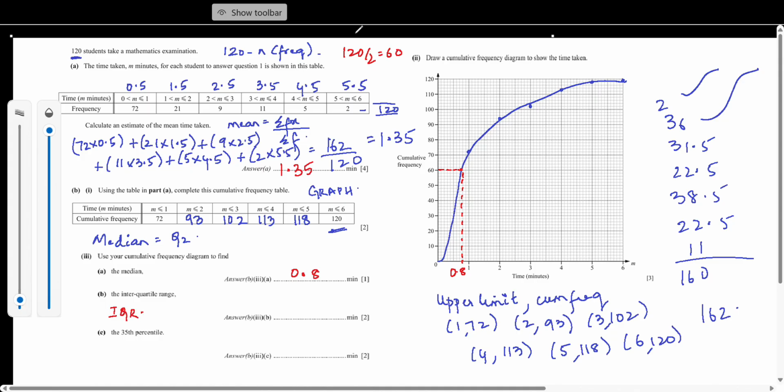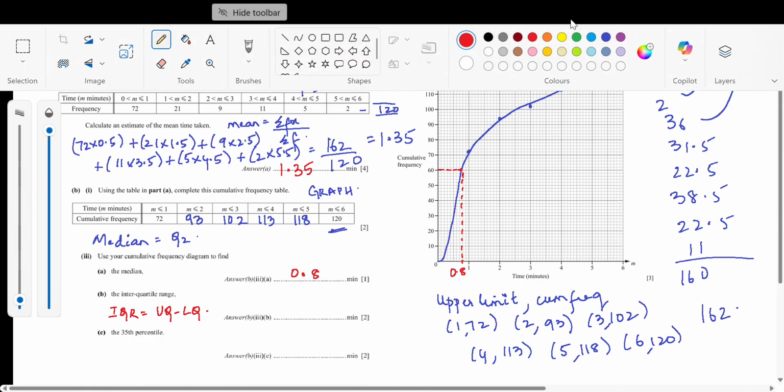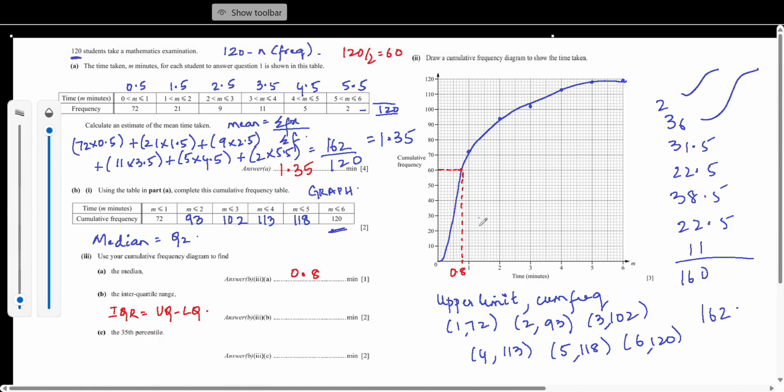Interquartile range or IQR is the difference between the upper quartile and the lower quartile. Like I said, the lower quartile corresponds to 25 percentile. Using another color. 60 is midway. Half of that is 30. From this, draw a line till it touches our curve. The point where it hits, drop a vertical line here. So this is 1, 2, 3 before this, which is 0.5. So the LQ is 0.5.